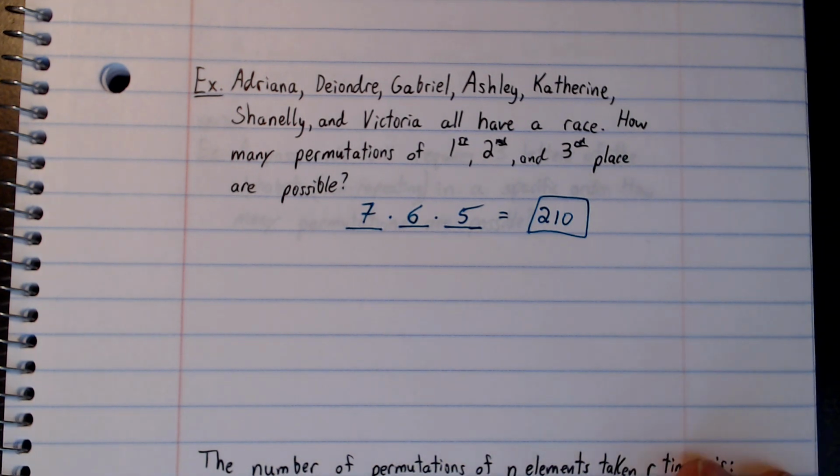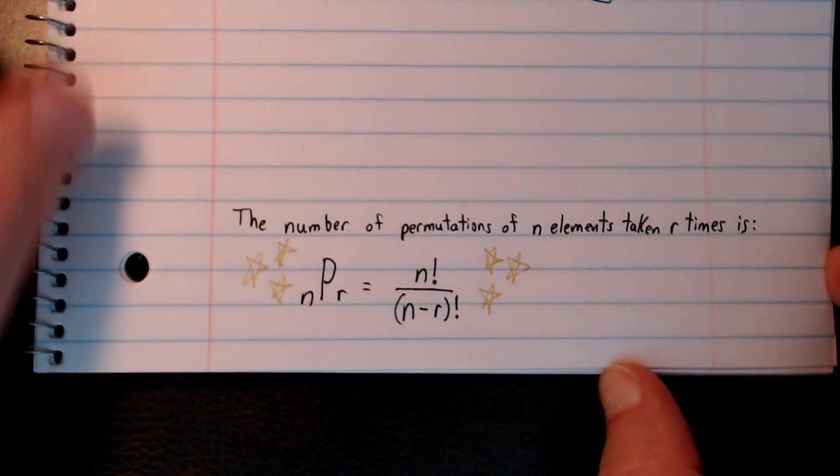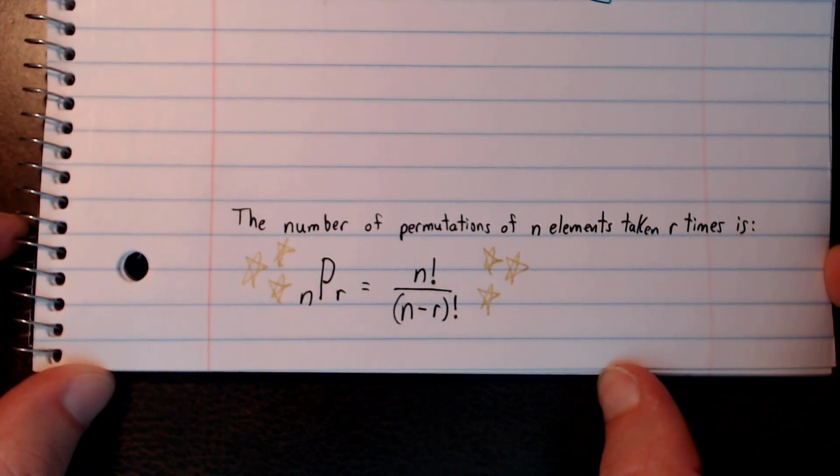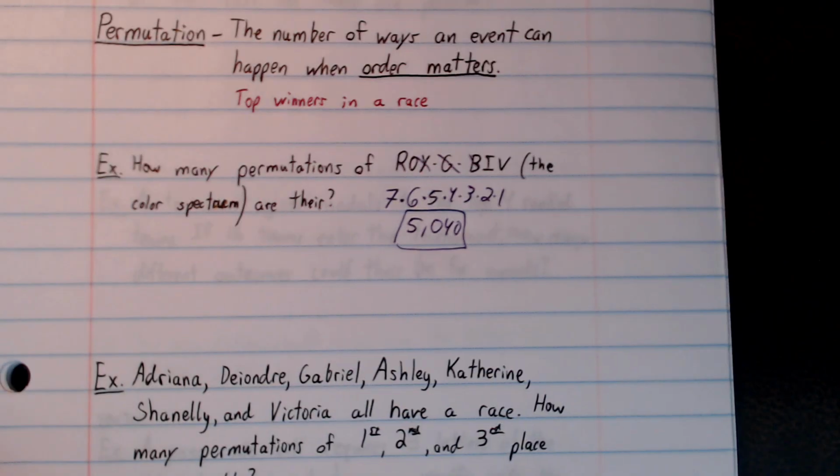Pretty interesting mathematics. So I'm going to show you a cool formula right here. It's called nPr, or n permutations. The number of permutations of n elements taken r at a time is nPr equals n factorial over n minus r factorial. Very easy formula to use. Make sure you write it down because we're going to use it.